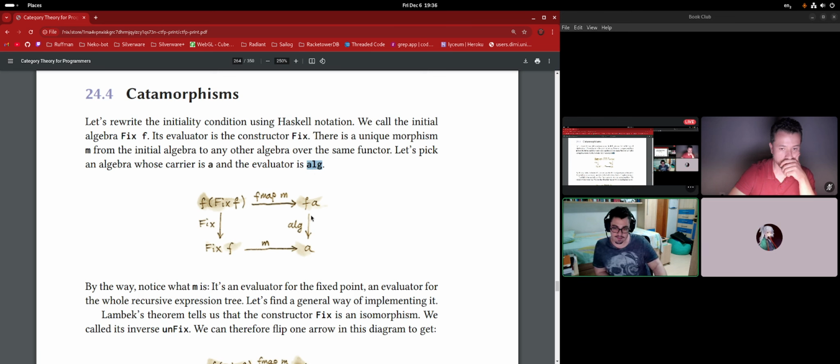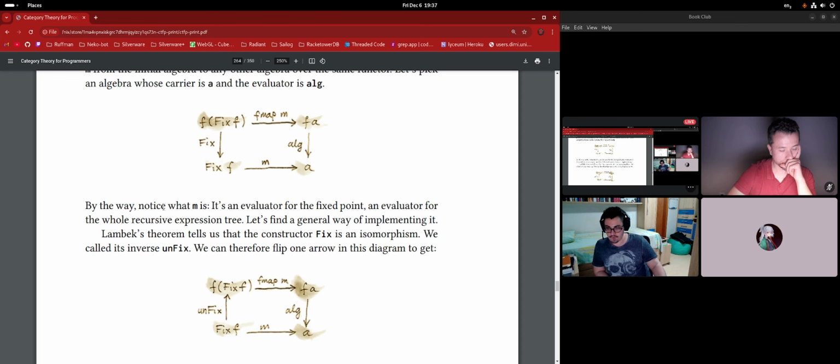And so that means that when you pick f of a and apply alg, you're going to go to a. If you have f of fix of f and you fmap m, so we are going inside this f, going to the fix and applying m to it, that puts us at a. And if you unfix this thing, you basically remove this f outside, and as we know, if you apply m to this, you go to a, as we saw in the fmap example. So this is the commuting diagram.